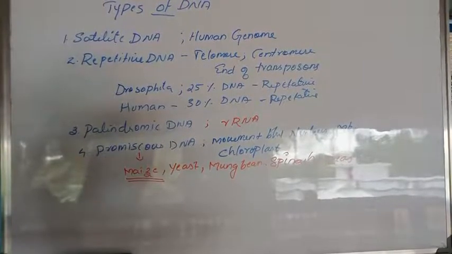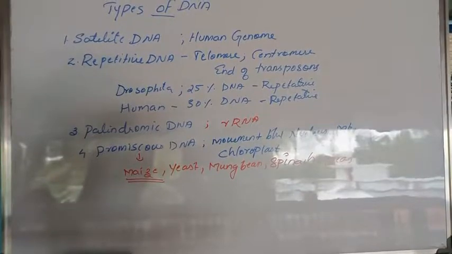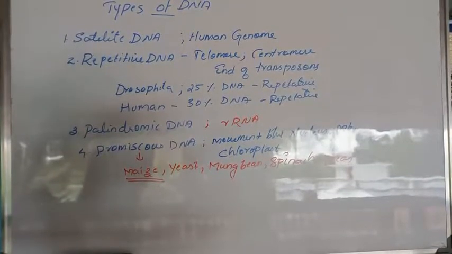Which you can see at the telomere, centromere, and ends of transposomes. Then, in higher organisms, 20 to 90% of DNA is mainly repetitive. In humans, it is 30%. So these are about the types of DNA, the different forms and different types of DNA.